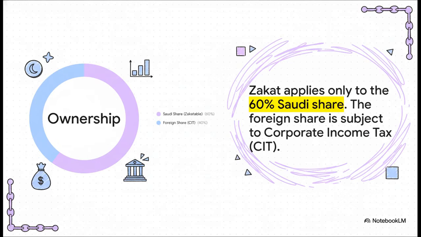We're almost there, but remember that first rule, Zakat only applies to the Saudi and GCC portion. So for Desert Tech, that's 60% of the company. The other 40% is going to be handled under corporate income tax.